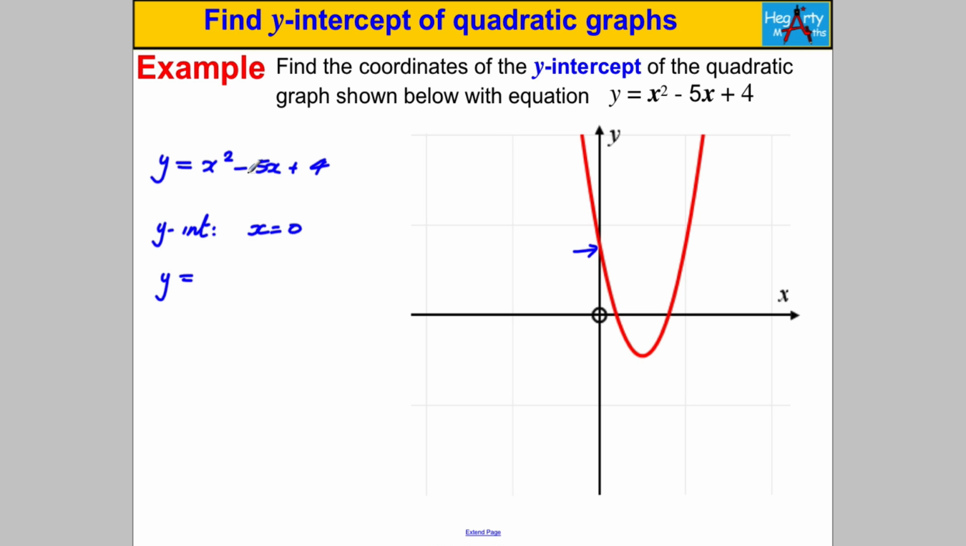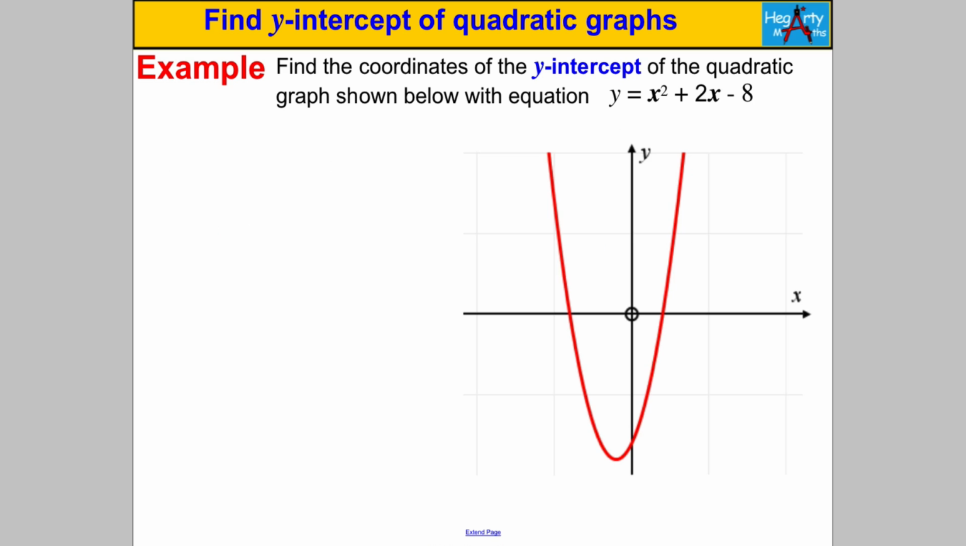0 squared is 0, take away 5 times 0 is 0, you just get 4, don't you? Now it asks us to state it as coordinates. The coordinates are therefore 0, 4. So this point here is 0, 4, and we are done. Also have a sense check. Does it look right? Yeah, that looks 0 across, 4 up. That looks pretty good, and we're done.